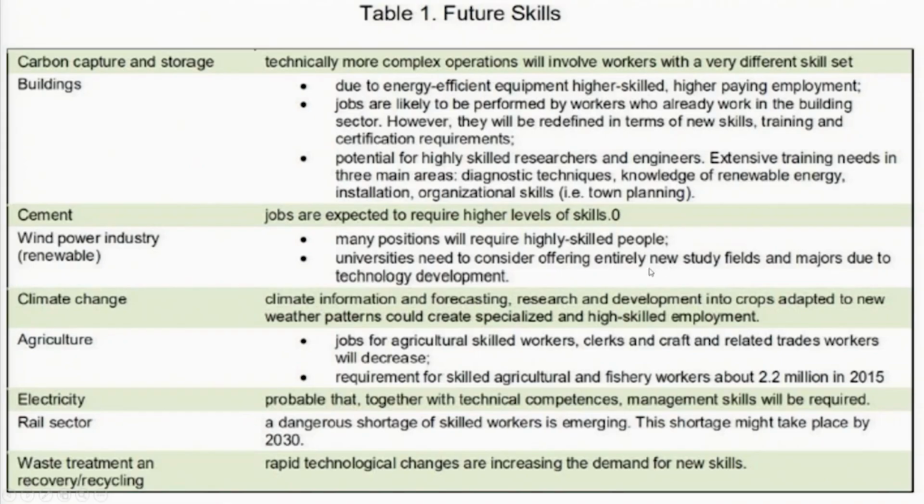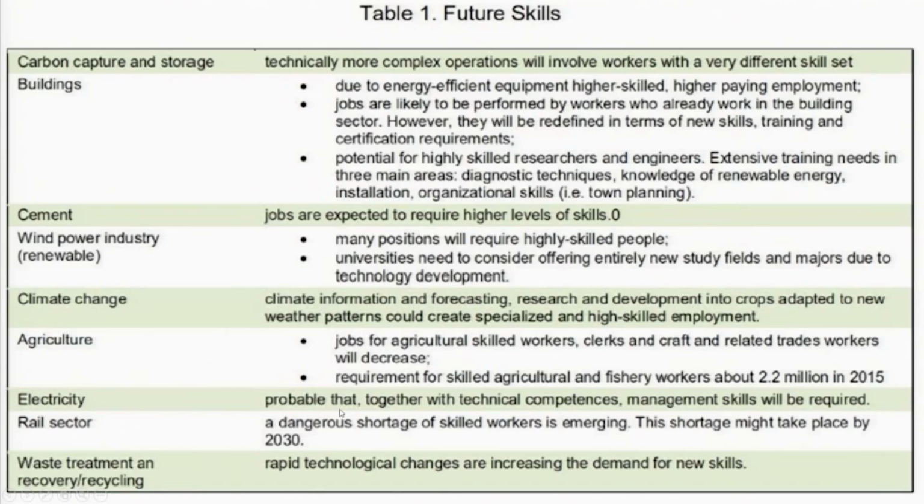Universities need to consider offering entirely new courses in the renewable wind power industry. Then climate change also: climate change information, forecasting, research, developments, and adapting to new weather patterns create specialized and high skill employment. Similarly in agriculture, jobs for agricultural skilled workers, clerks and crafts will decrease, whereas the requirement for skilled agriculture and fishery workers will increase.